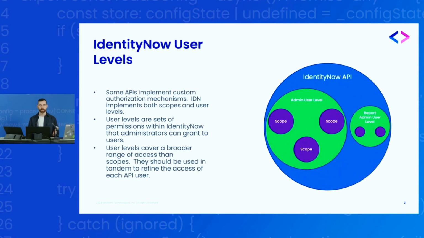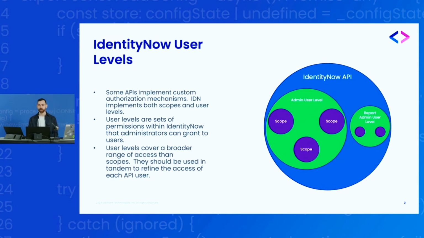Now, IdentityNow has another form of authorization called user levels, and this has been around much longer than our scopes feature. So IDN implements both scopes and user levels. User levels are sets of permissions within IdentityNow that administrators can grant to users. And they're often following common roles that users of IdentityNow need to perform, like report admin, cert admin, or even org admin. User levels cover a broader range of access than scopes, so they should be used in tandem to refine the access of each API user with scopes.